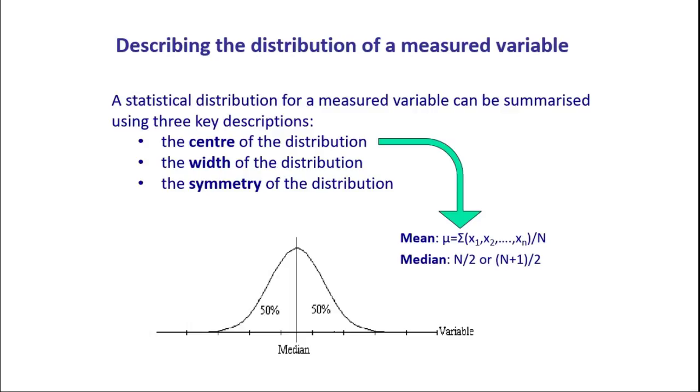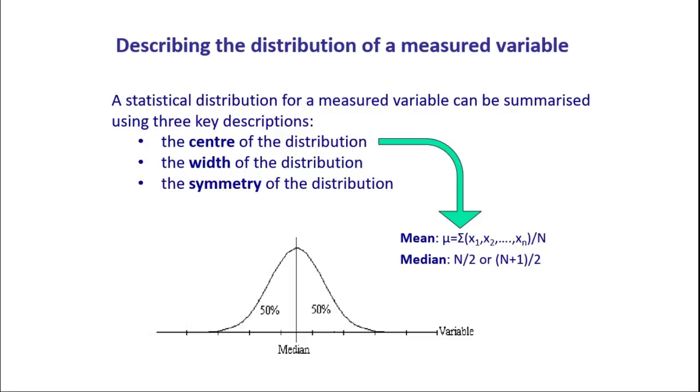Now, describing the distribution of a measured variable. A statistical distribution for a measured variable can be summarized using three descriptions: the center of the distribution, the width of the distribution, and the symmetry of the distribution. And indeed, I've used those terms as I've described each of those distributions that we've gone through.